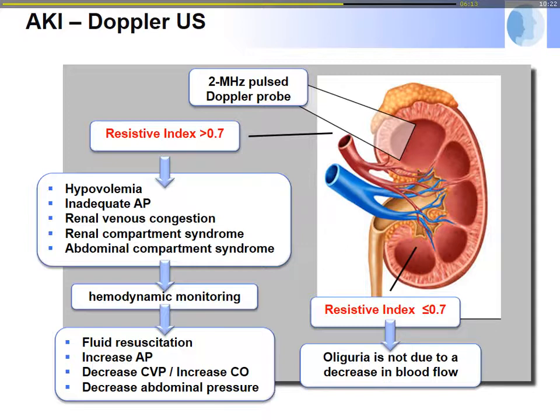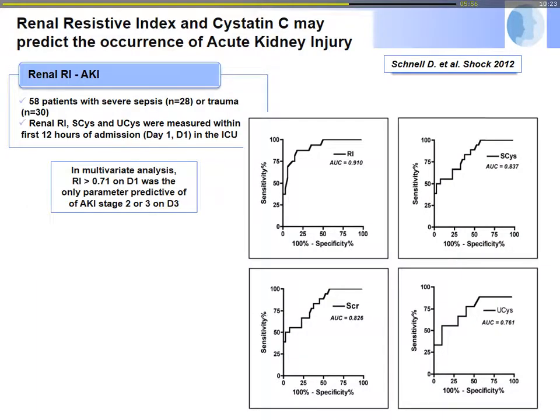And if it's okay, it's not a problem of flow. It's not a problem of pressure. I do not have to give fluid to try to improve diuresis. It's another problem. It's a tubular injury. But I do not have to give fluid. And there are several studies showing that it could predict acute kidney injury. It's a study that we performed in the unit, showing that it's better than classical biologic parameters to evaluate kidney function.